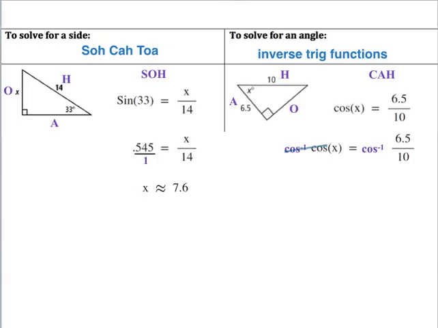However, whatever you do to one side of an equation, you have to do to the other. So you inverse cosine the fraction on the other side as well. So this is what your equation ends up looking like: x equals inverse cosine of 6.5 over 10. Remember, to type inverse cosine, you use either your second or your shift button and then hit cosine. And you should get x is around 49.5.